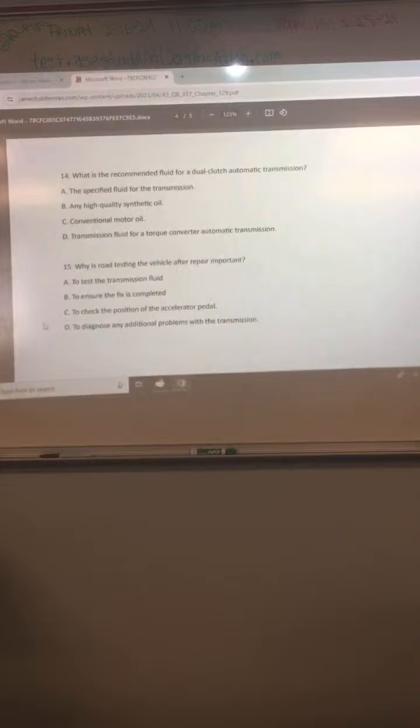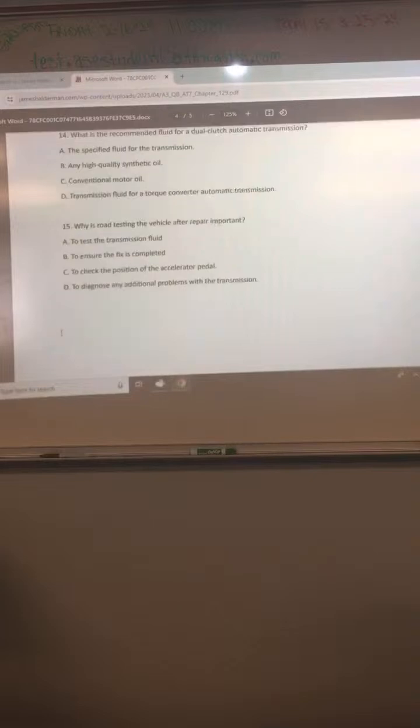All right, 14. 2 more. What is the recommended fluid for a dual clutch automatic transmission? A. Whatever it says, specified fluid. It's always going to be the right answer if it says what's recommended. Whatever they tell you is recommended, the specified fluid for that.